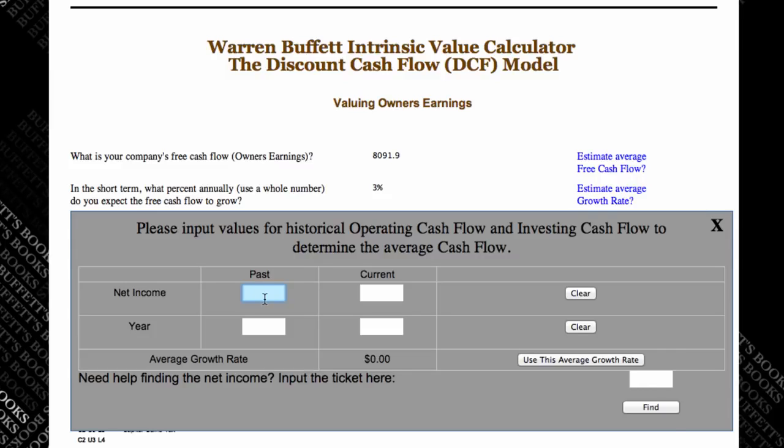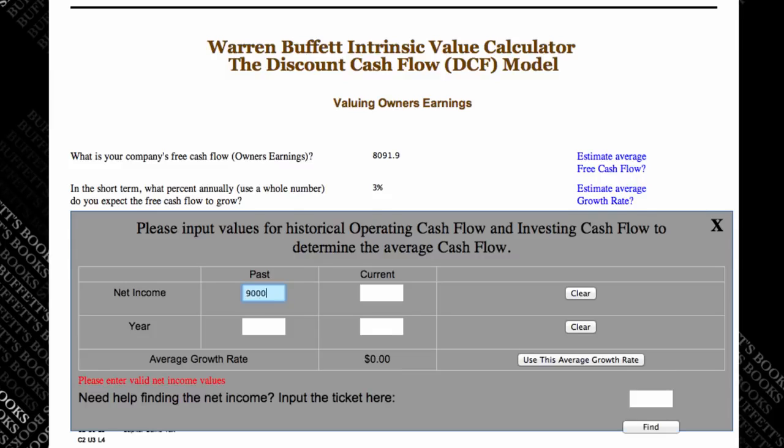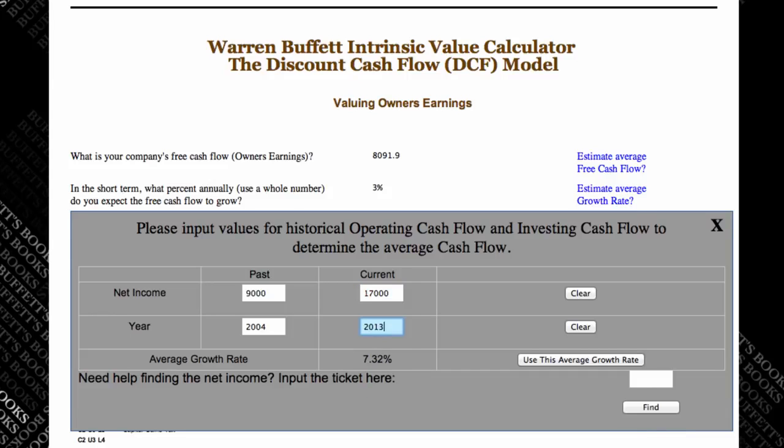So the net income was $9 billion, so we're going to represent that by putting in 9,000 because we rounded off all the zeros. And that was in 2004. And then the current, which was in 2013, the number went to approximately $17 billion. Okay, and that was in 2013.